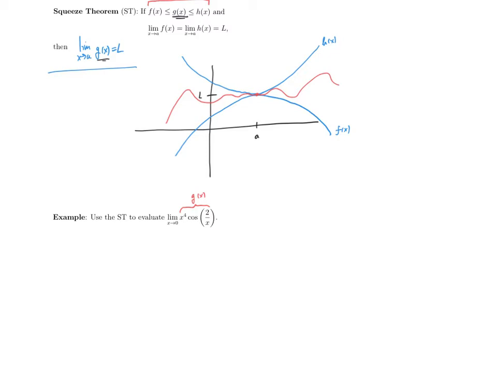So we need to come up with something smaller and larger that have the same limit as we approach 0. And let me just note immediately before doing anything else, we can't just substitute in 0 because 2 over 0 is an undefined quantity. But what we can do is we can utilize the fact that we know something about how small and how big a cosine can be.